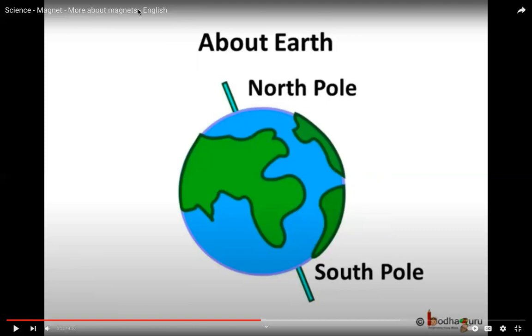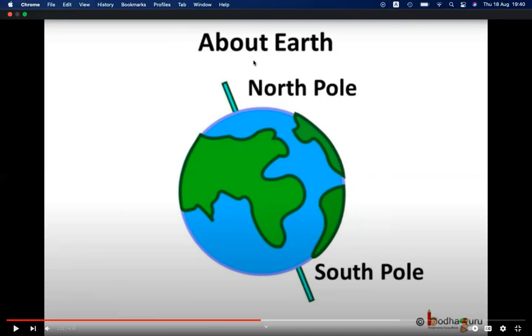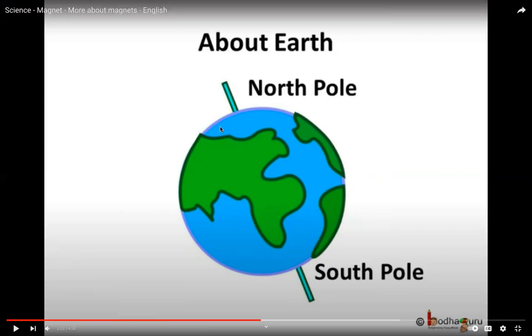Right, so there is an explanation why this is happening, because Earth also has a North Pole and South Pole. Earth is also like a magnet. This is called geomagnetism. So that is called geomagnetism. It is like a magnet, basically tilted on an angled axis.